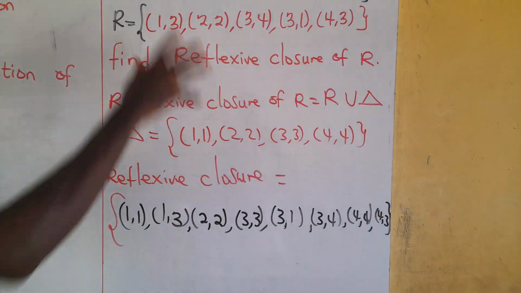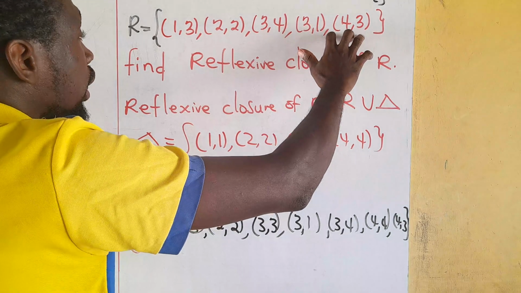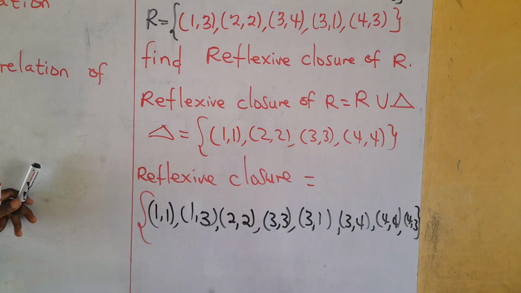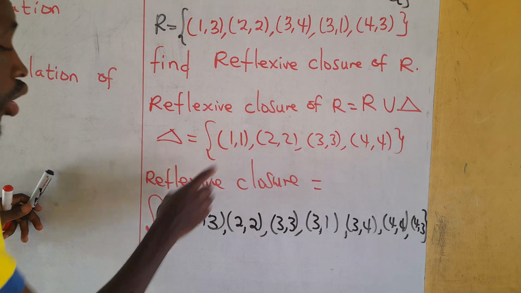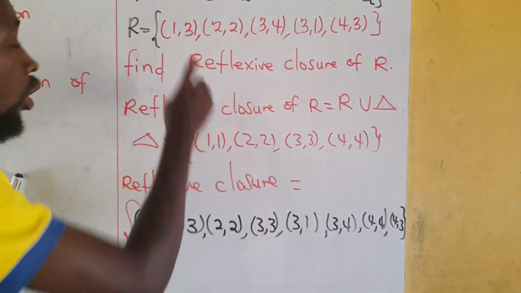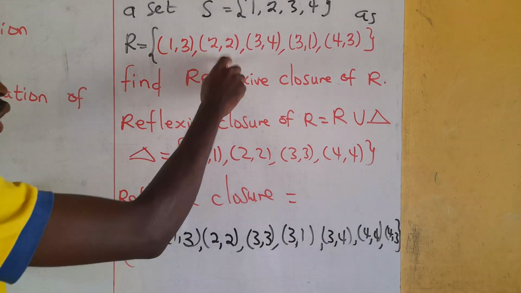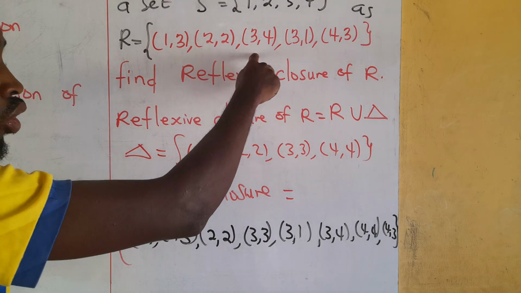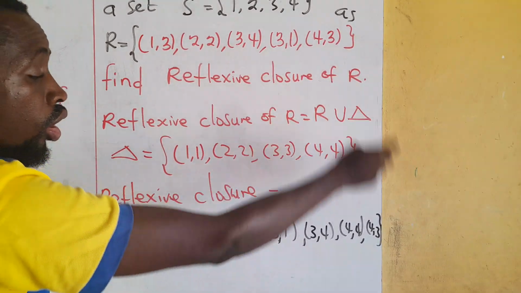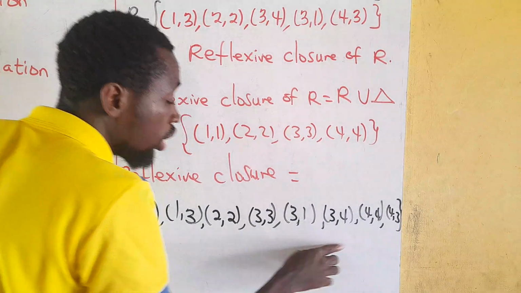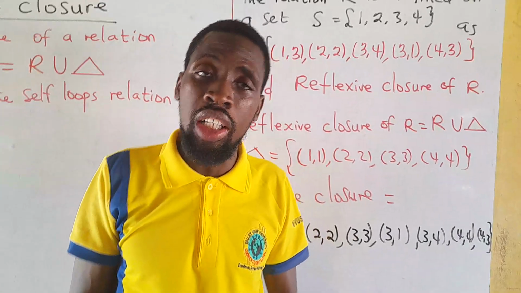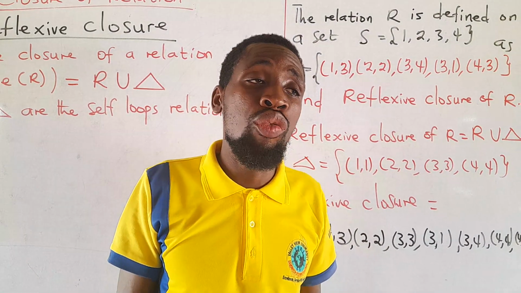So let's check and see if all the ordered pairs in R and all the ordered pairs in delta are in the relation. We have (1,1), (1,1) is there, (2,2) is there, (3,3) is there, (4,4) is there. Now we check this. (1,3) is there, (2,2) is there, (3,4) is there, (3,1) is there, (4,3) is there. Then we say this relation is the reflexive closure of R. I hope you understand that. The next one is the symmetric closure.